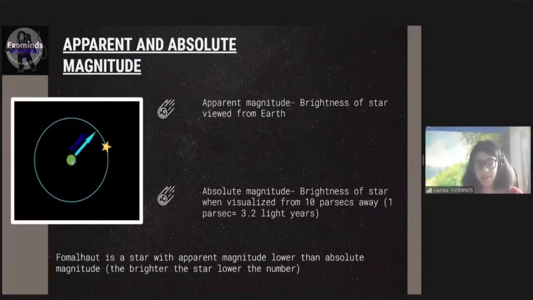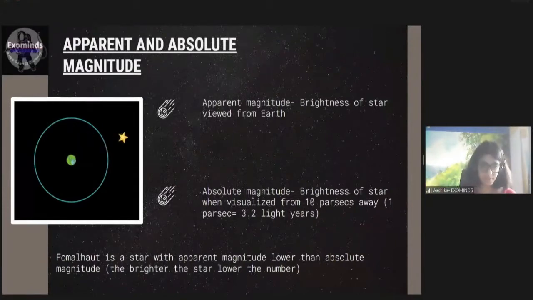Apparent and absolute magnitude. So what exactly is it? Many years ago, astronomers looked up at the sky. They gave a magnitude of 1 to the brightest stars in the sky, and the stars dimmer than that were given 2, 3, 4, and so on till 6. But when the telescope was discovered, they saw even more stars, which are not even visible to the naked eye, and they gave them 7 and above. So this is apparent magnitude. In very simple terms, it is the brightness of the star when viewed from Earth.